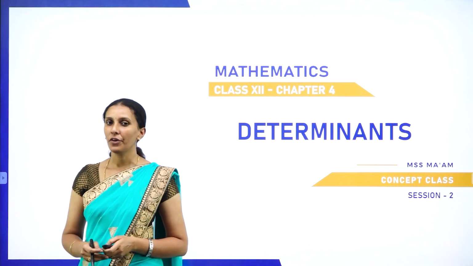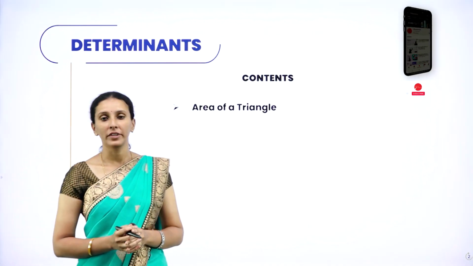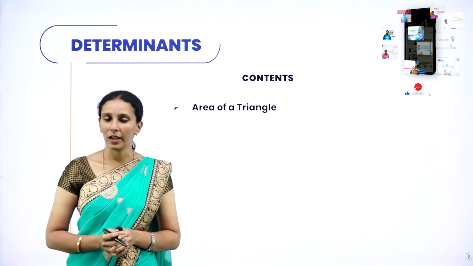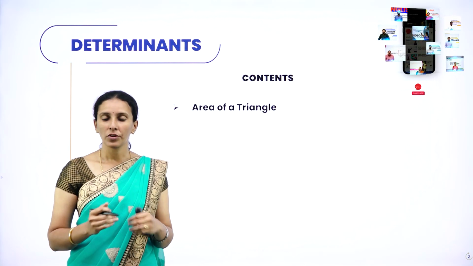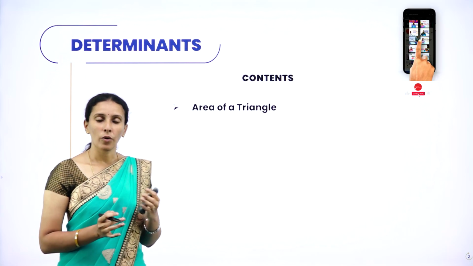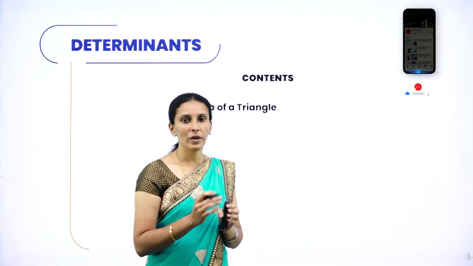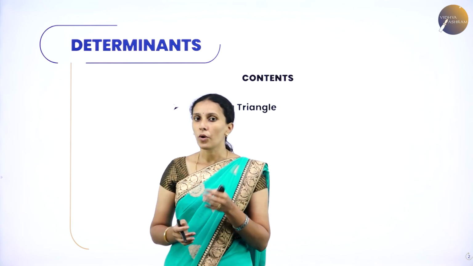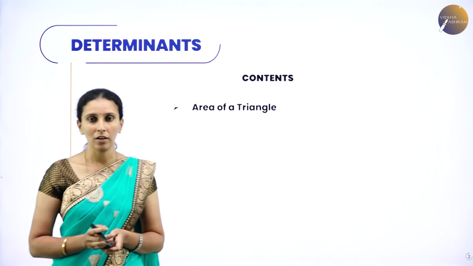In today's session, we are learning one of the applications of determinants, that is, how to find the area of a triangle with the help of determinants. And along with it, we are going to find the equation of a straight line using the same formula with which we find the area of a triangle.